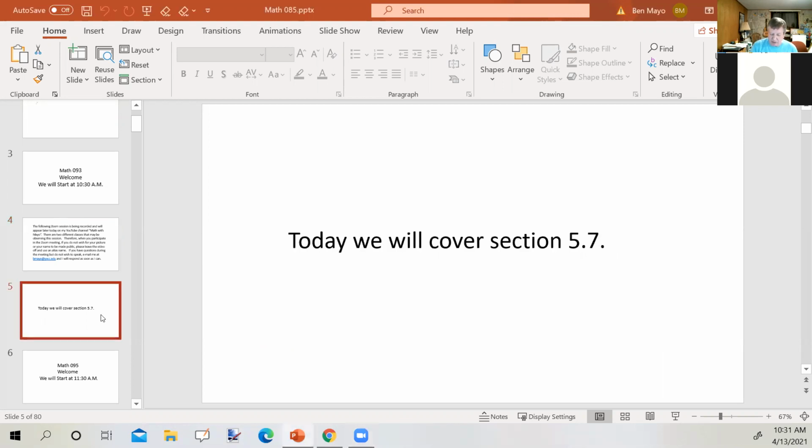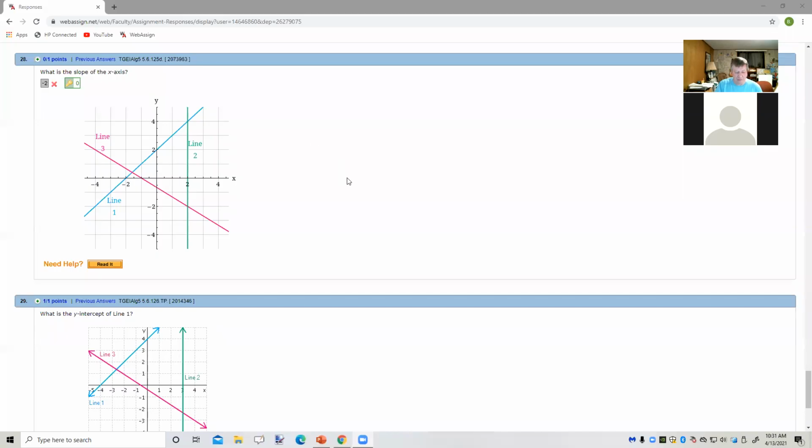All right, we're going to go on to section 5.7, but first, I had a question from 5.6, so let's take a look at that. This is problem number 28 from 5.6, and it talks about the slope of the x-axis. This is a concept that comes from Math 85, the previous course. We haven't talked about that this quarter, but the idea of slope is rise over run, or perhaps fall over run. So going from left to right, it's going to go up or down, positive or negative, and then to the right.